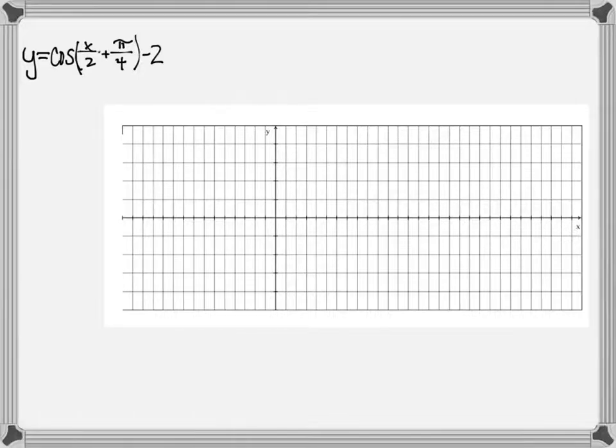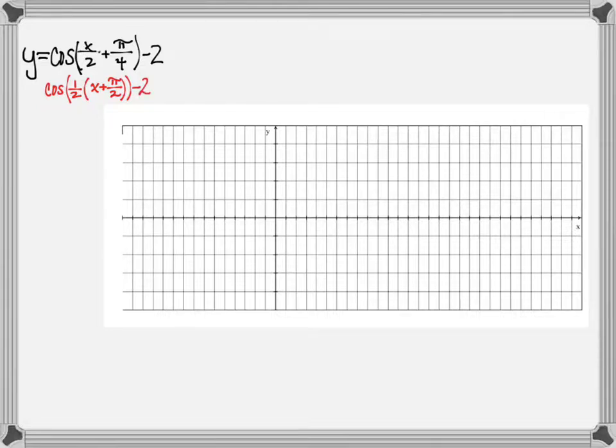And now we're going to start by factoring out that 1/2. So I'll get cosine. Can't take it all the way out of parentheses, but just factoring it away from the horizontal shift. So of x plus, when I divide it out, pi over 1/2, I'm left with a pi over 2 in here. And then minus 2 on the end.